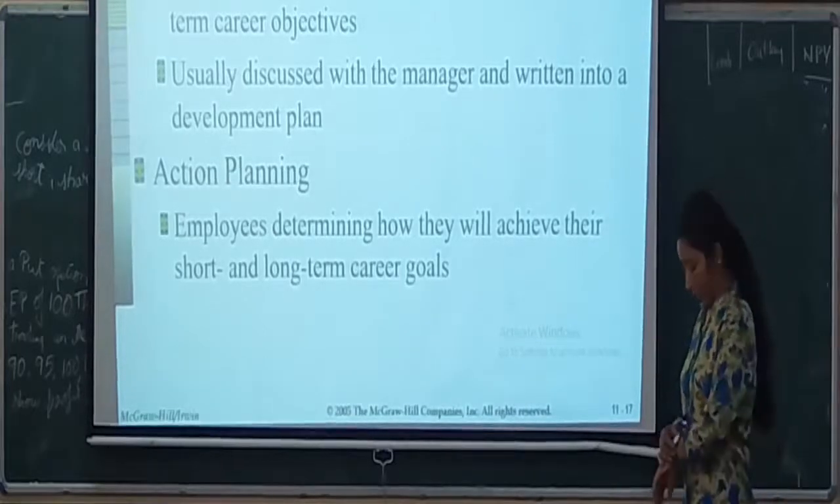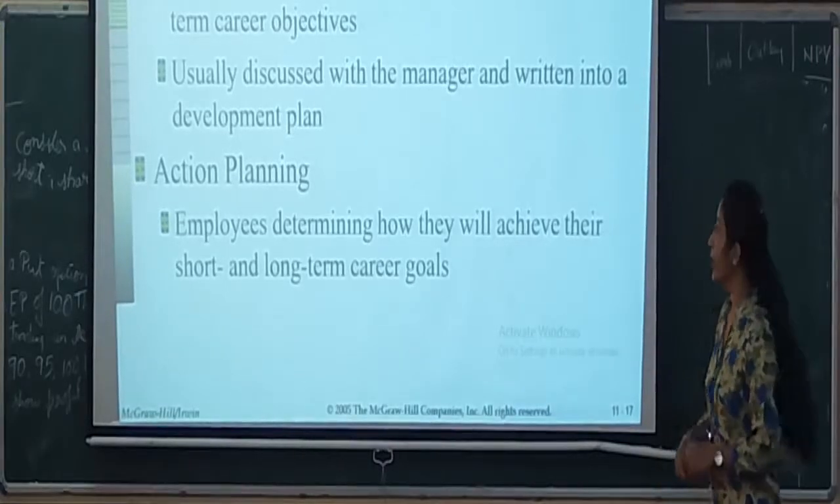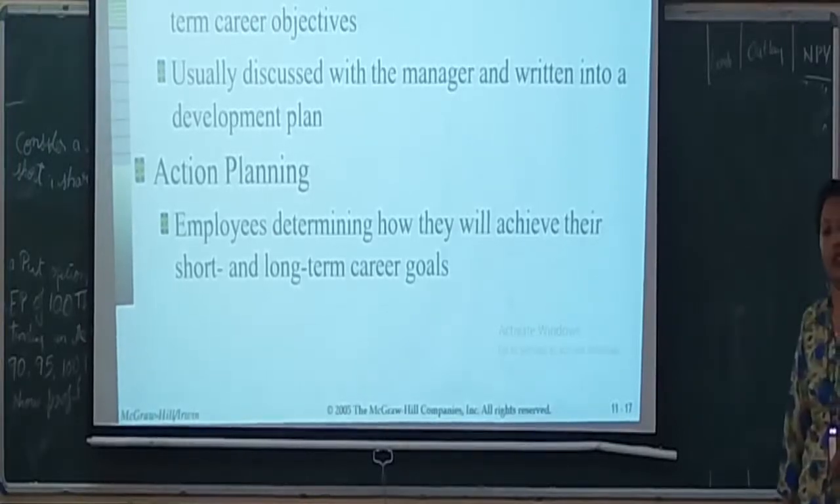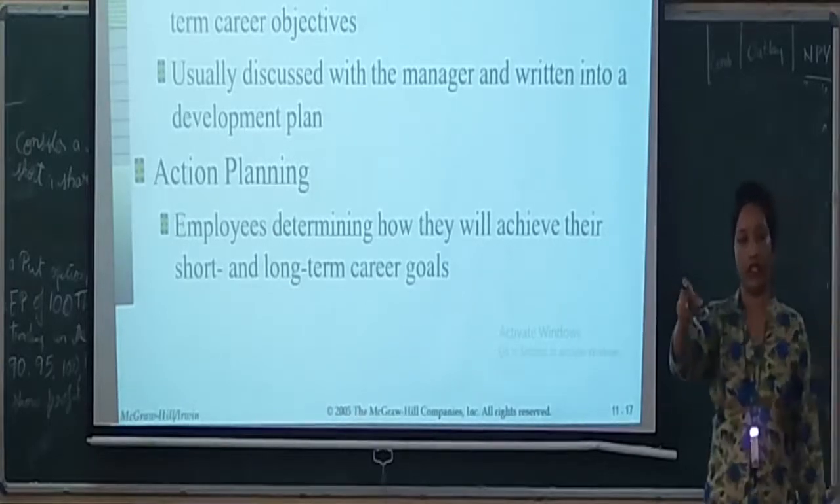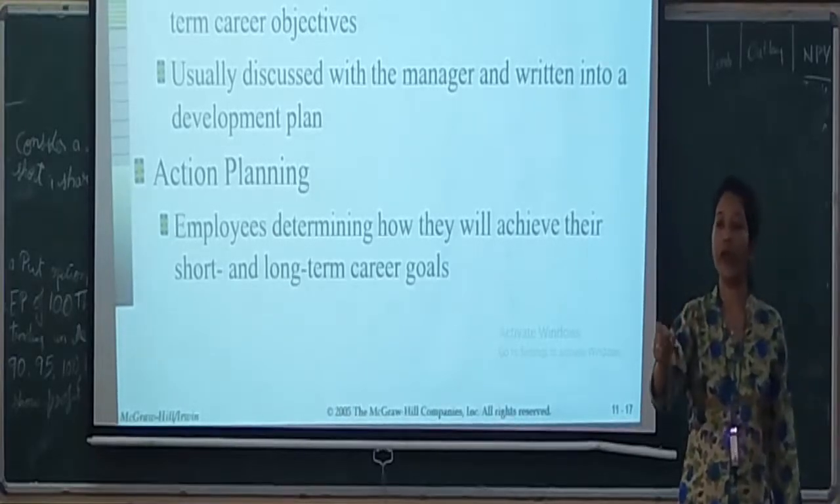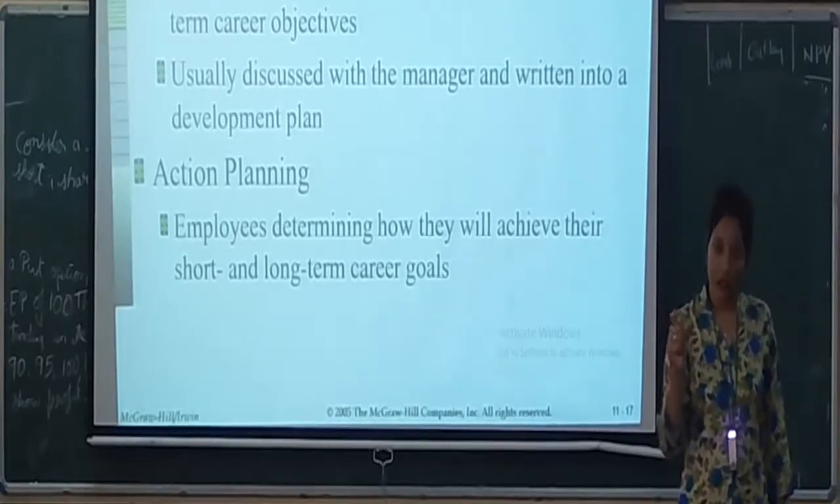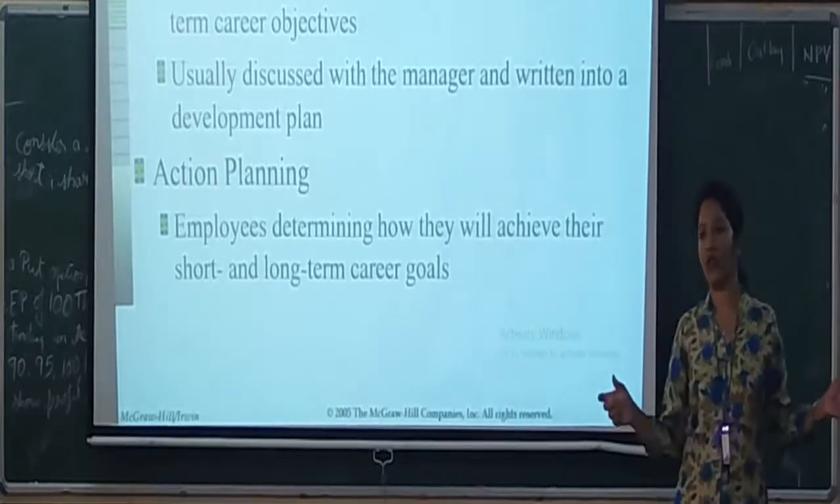Once goal setting is done, we move to action planning. In action planning, employees determine how they will achieve their short-term and long-term career goals. Action plan: if this is I want to work on this particular project, 5 years down the line, I should be on this task force, which is an important team in an organization which executes all important tasks of the organization.